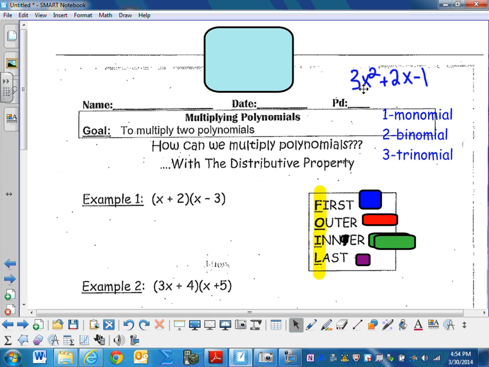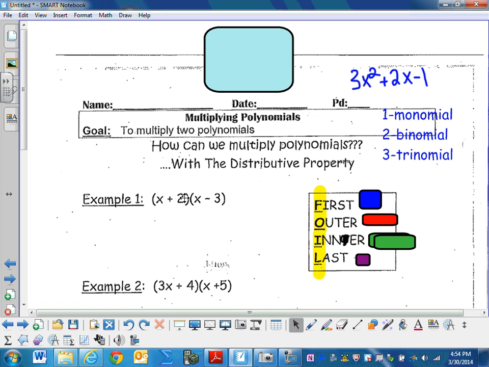One term's a monomial, two terms binomial. If I have three terms, it's a trinomial. And anything more than three terms we call just a polynomial. So we're going to be multiplying two binomials. X plus 2 is a binomial, x minus 3 is a binomial. And we're going to be using the FOIL method. FOIL stands for first, outer, inner, last. And this describes the position of the two terms that we'll be multiplying together.